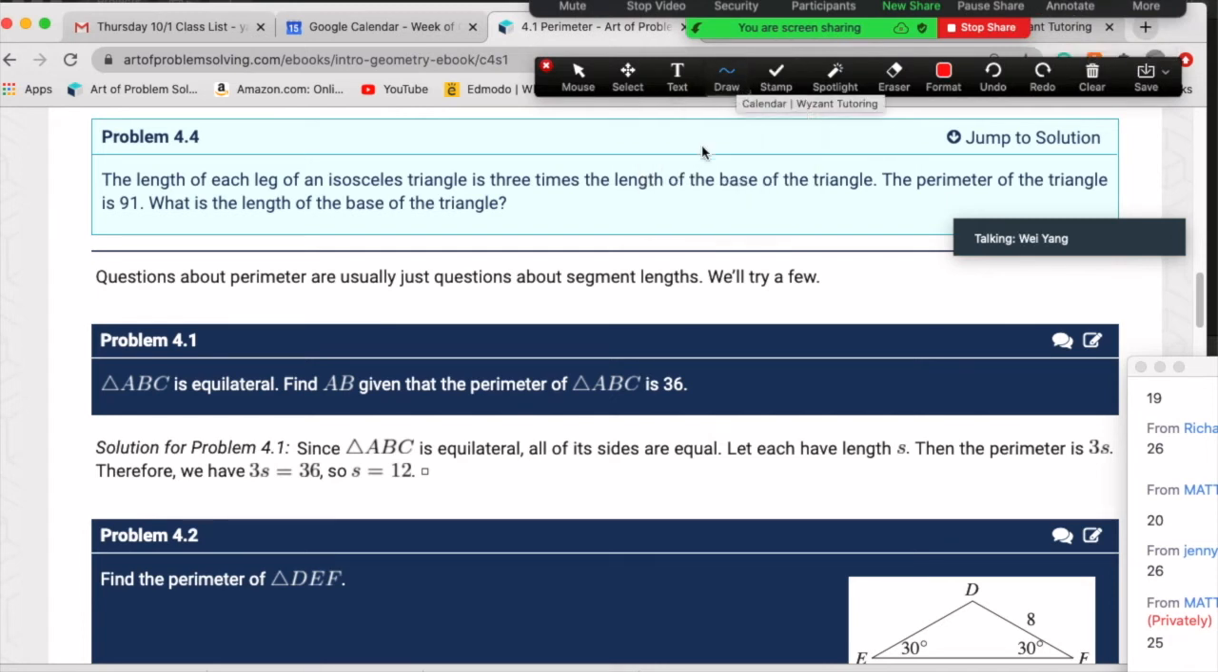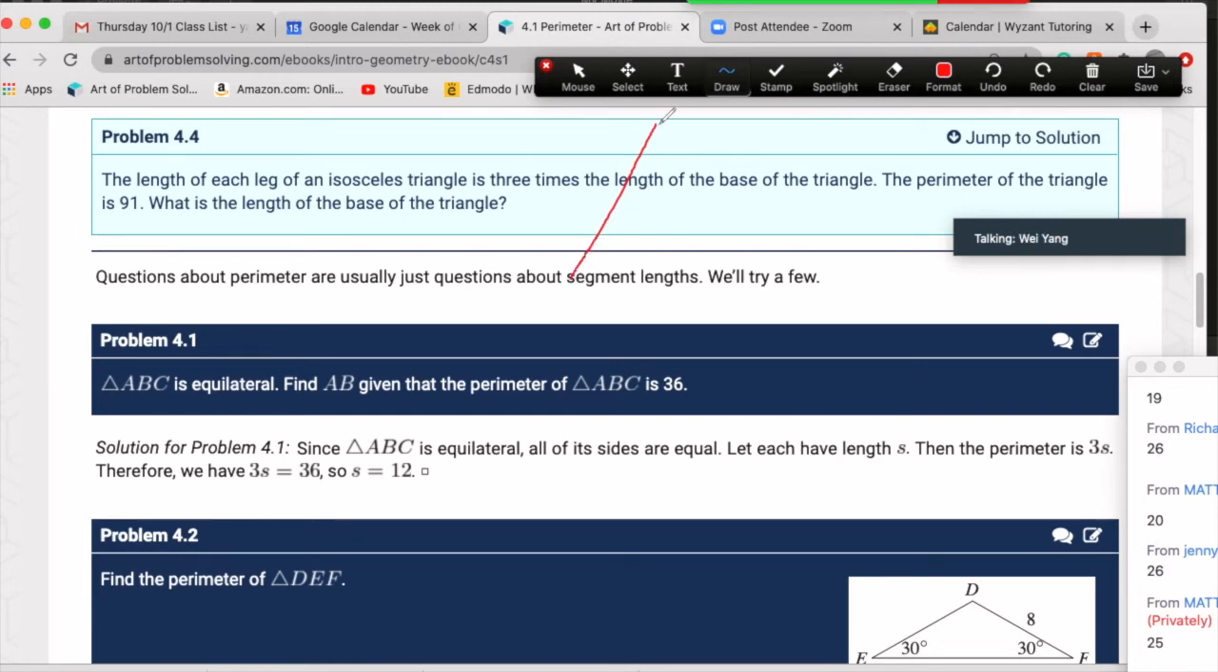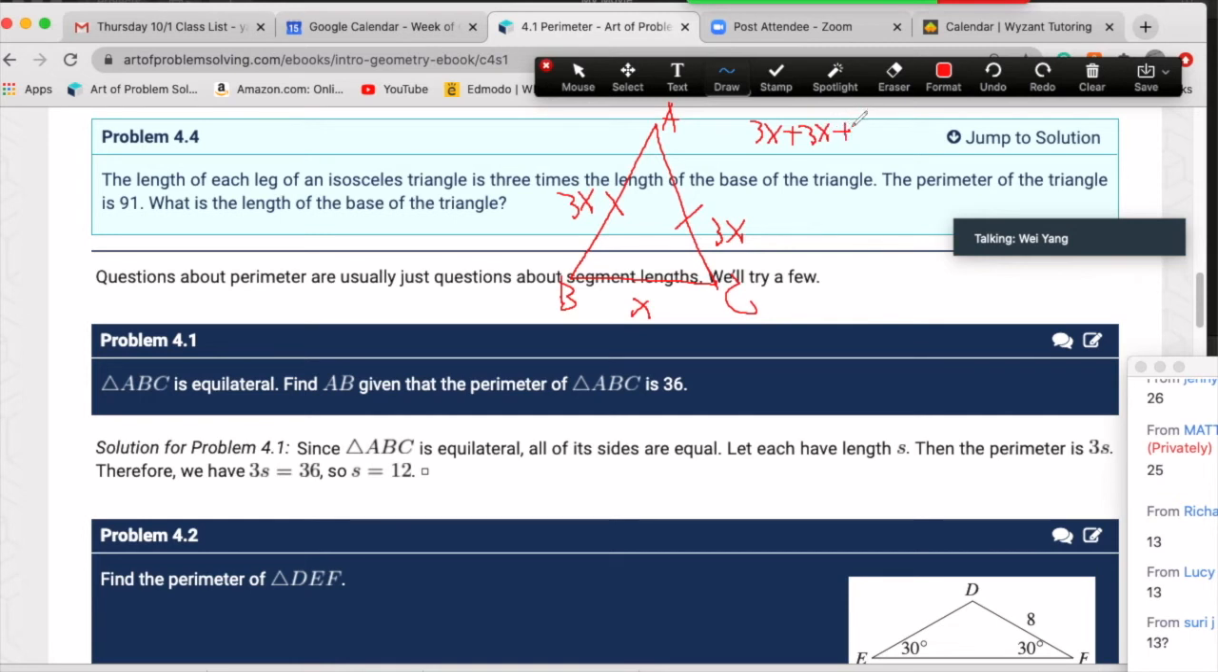So here they give you an isosceles triangle. Now, suppose I draw this isosceles triangle here. This one is A, this one is B, this one is C. So suppose AB equals AC. And the length of each leg of the isosceles triangle is 3 times the length of the base of the triangle. So that means AB equals 3 times BC. AC also equals 3 times BC. Suppose this one's X. This one will be 3X. This also will be 3X. Then they ask you the perimeter of the triangle. The perimeter of the triangle they give you, that's 91. So that means 3X plus 3X plus X equals 91.